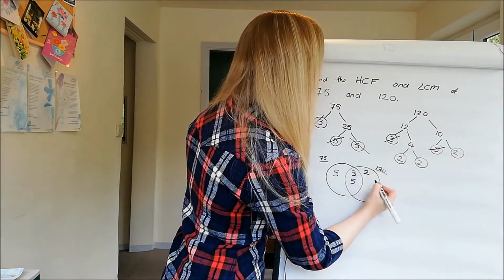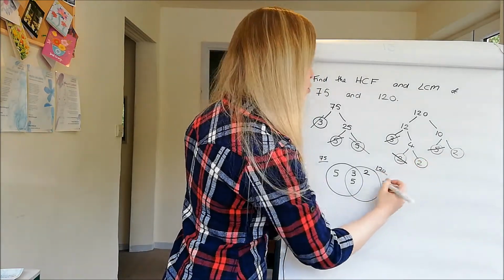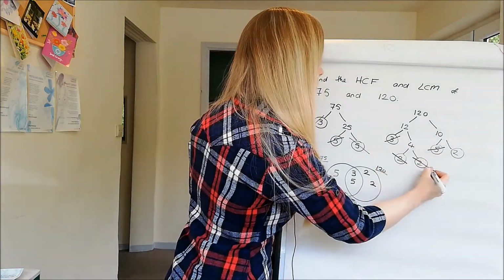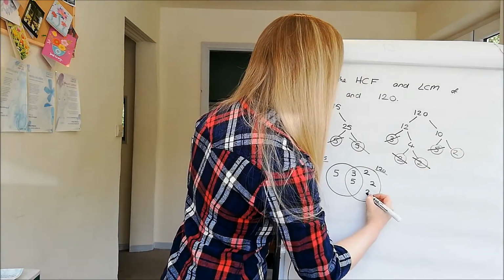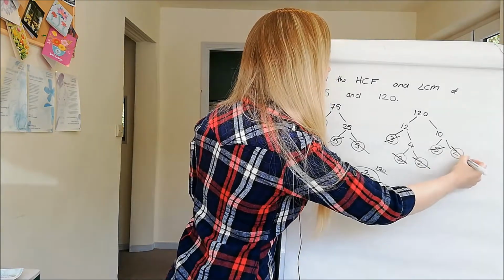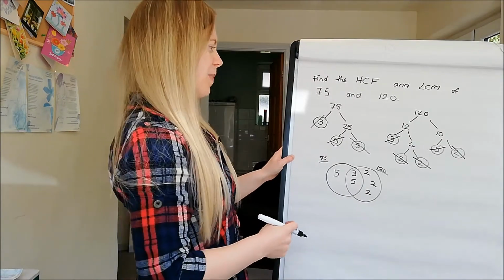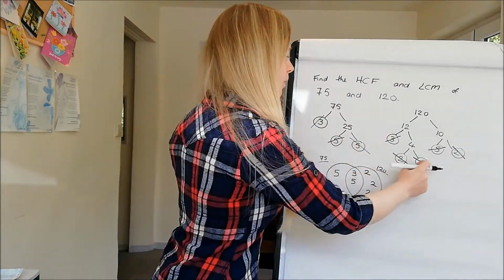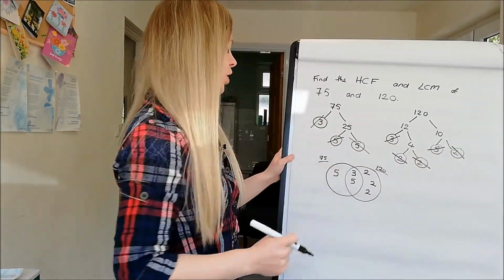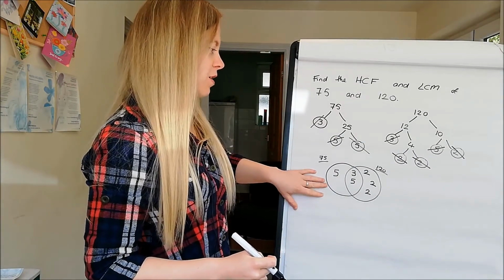120 has a 2, and it has another 2, and it has another 2, all of which 75 didn't have. And by that point, I've crossed out all the factors on my factor tree. So I've got my Venn diagram.